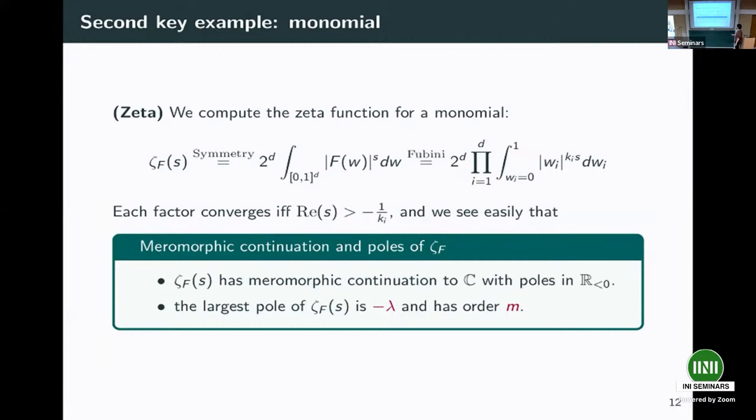Again, we can look at the zeta function, and again, it's quite easy, because by symmetry, since we have this plus and minus and we're taking the absolute value, this is 2 to the t times the integral over 0, 1, and then by Fubini, you get this. I just used this symmetry to make this even simpler. And it's easy to see that each of these factors converges if and only if the real part of s is greater than minus one over ki. And again, just by looking at each of these individual factors, you see that the zeta function has meromorphic continuation to C with negative poles, and the largest pole is minus lambda because of this condition. And it has order m.